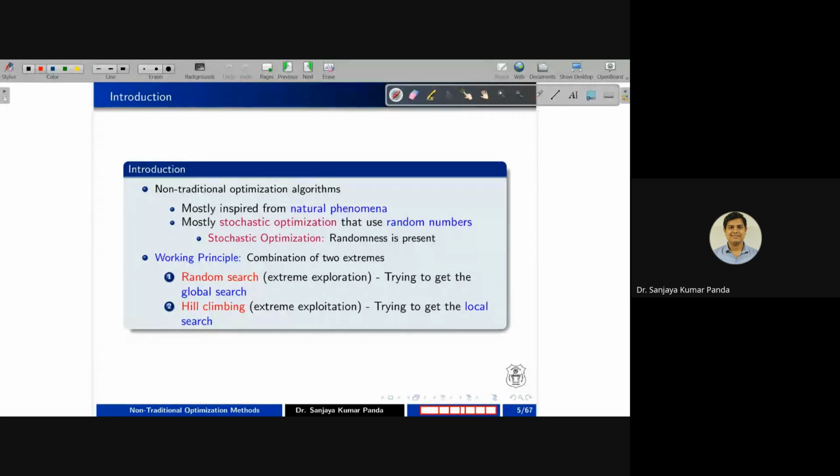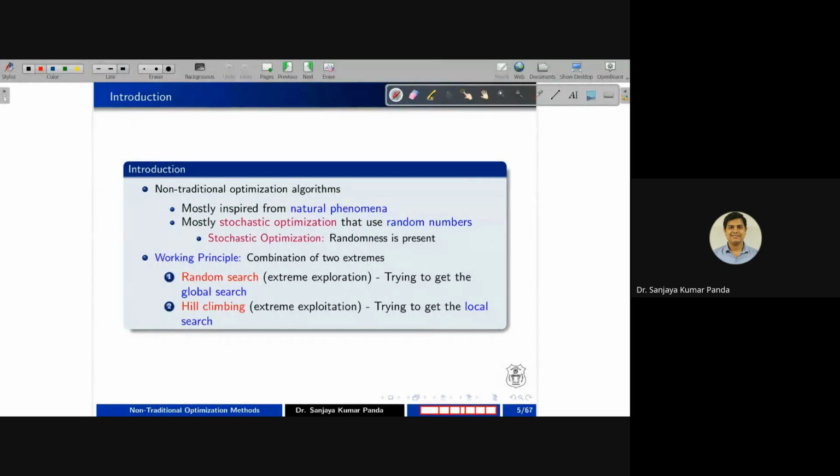Many recent algorithms focus on the teaching learning process. Every day we are interacting with students. In the teaching learning process, we can see how a student learns and how a teacher teaches in the class, and based on that, people have developed some algorithms. But mostly, if you look into them, all of these algorithms are stochastic optimization that uses random numbers.